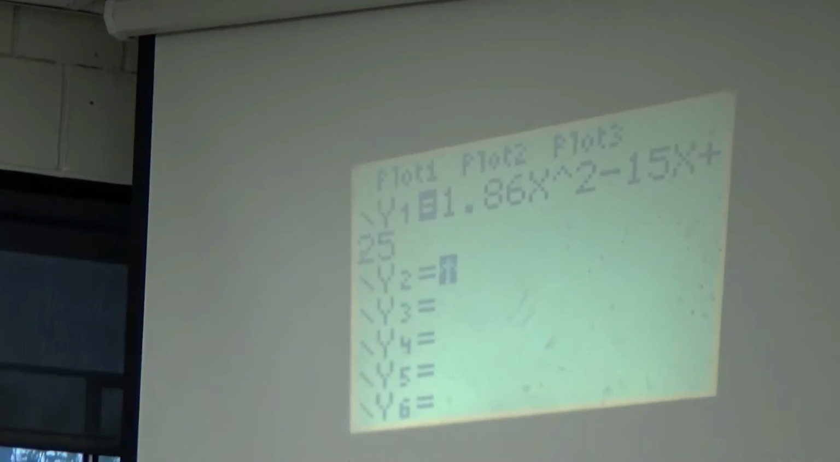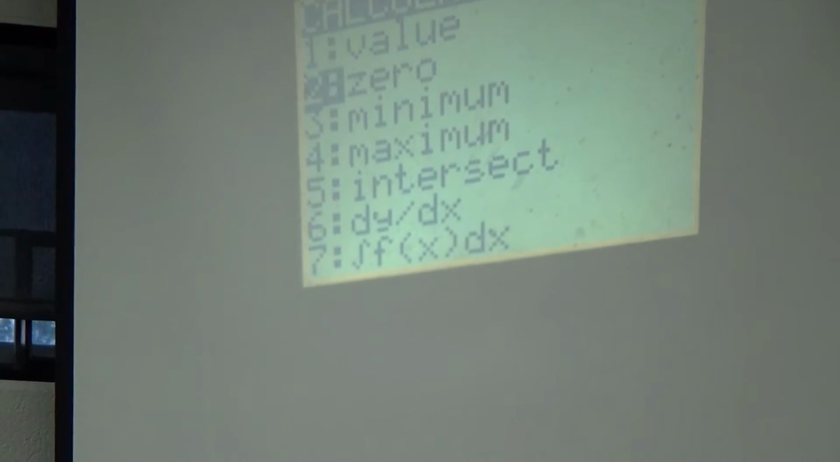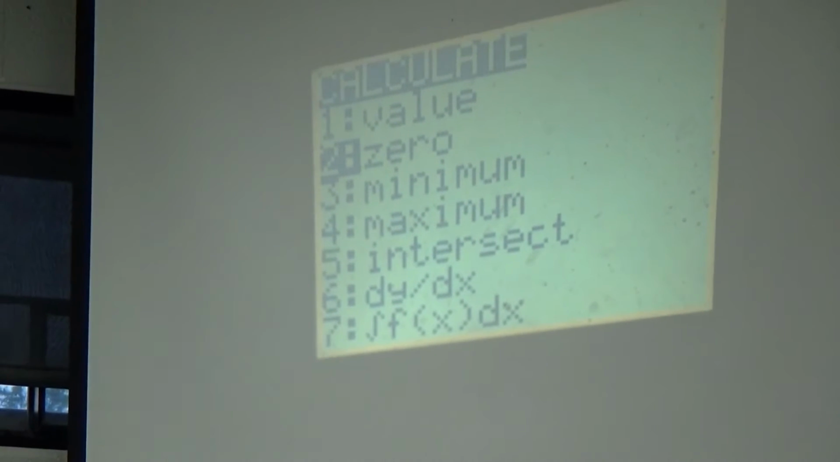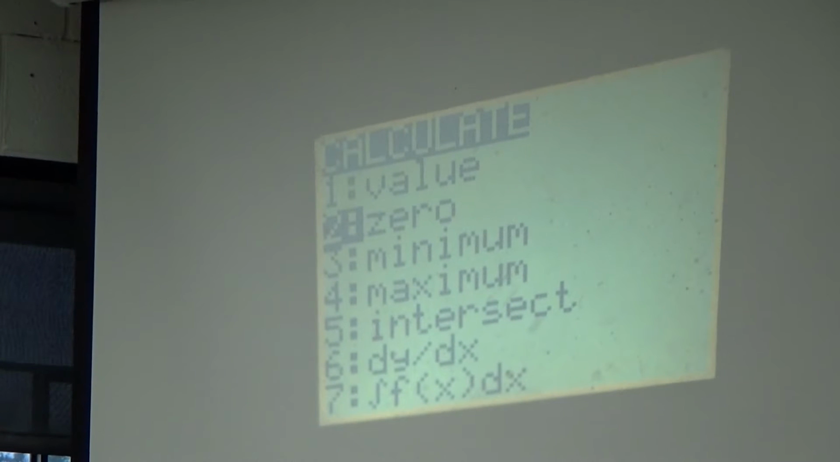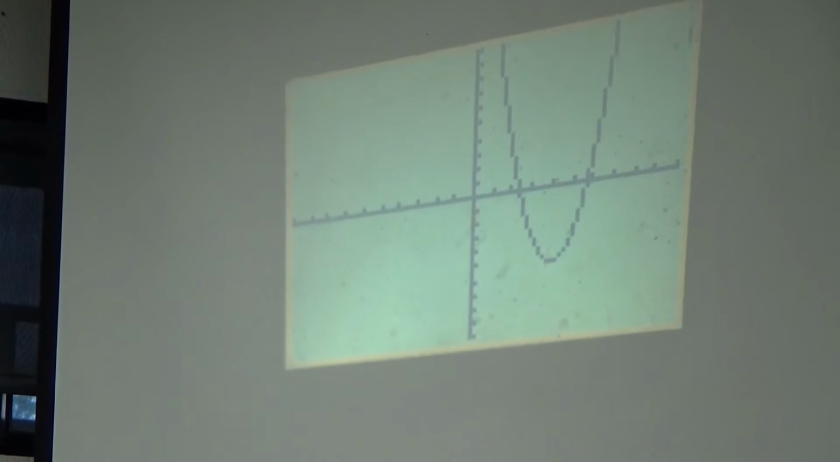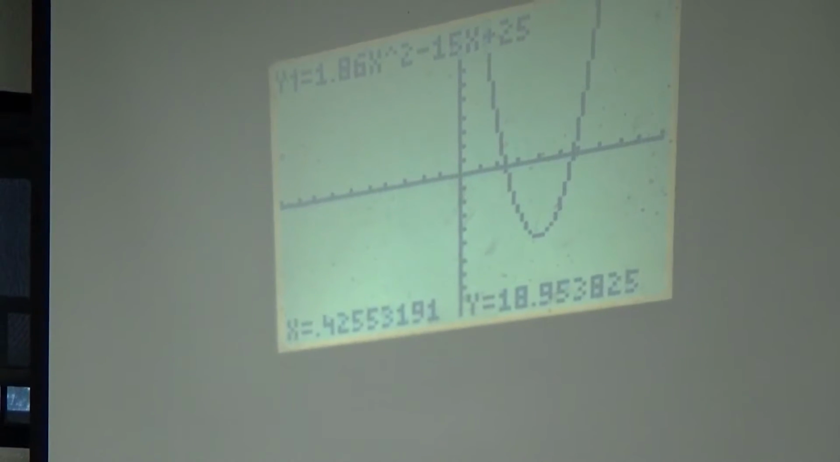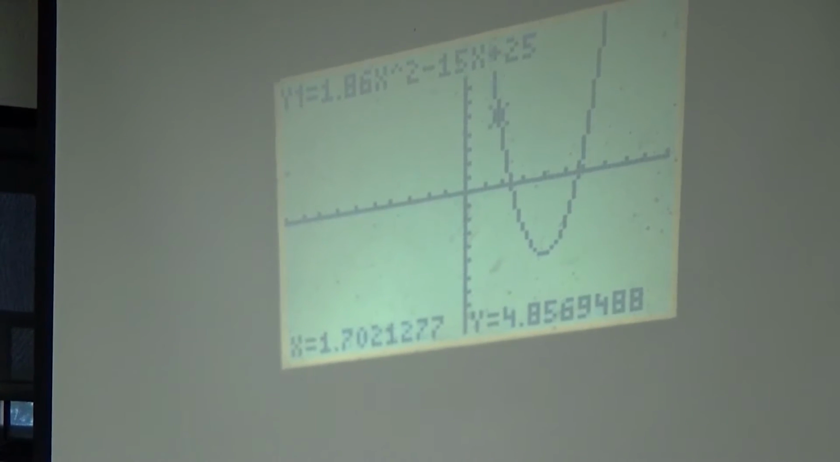A couple other things to talk about. What if I didn't put that 0? Is there another way to do this? Yep, go up to that menu. What's number 2 say? Zero. So if you do this, the only reason I didn't do this first is you have to hit more buttons. Watch. Zero, that's an x-intercept. First of all, I'm going to make sure my trace cursor is near there. So I'm going to trace and just get near there. Come on down. All right, there it is.